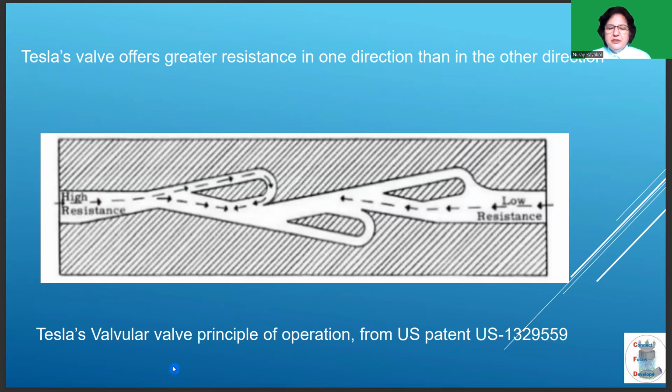This is another picture from the original patent. So, high resistance. He shows the streamlines with an arrow, that is, the flow is moving around an obstacle or baffle. You can even call it some shape of airfoil. On the right hand side, low resistance, that means flow will move directly to the other section of the valve. Please pay attention to how geometry is changed to force the flows on certain parts of the valve.